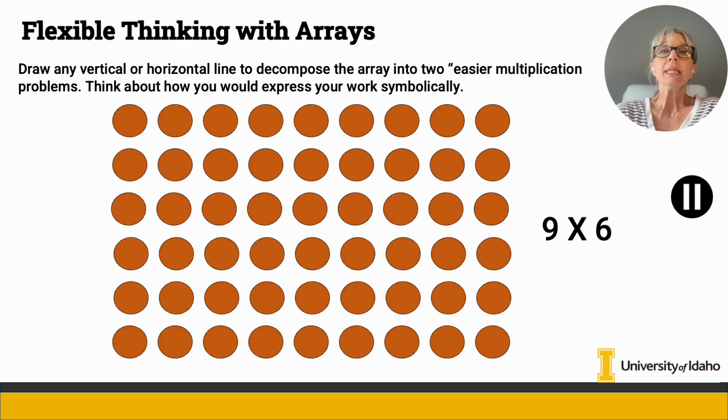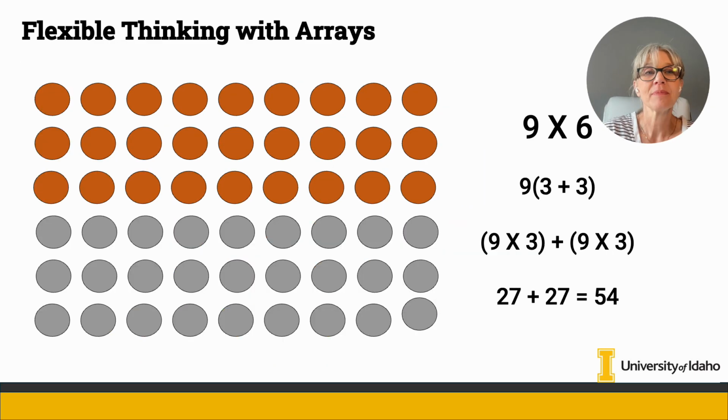We can then explicitly look at flexible thinking with arrays, connecting to the symbolic notation. Take a moment in your notes to draw any vertical or horizontal line to decompose the array into two easier multiplication problems. Think about how you would express your work symbolically. Press play and then press pause and then hit play when you're ready to go.